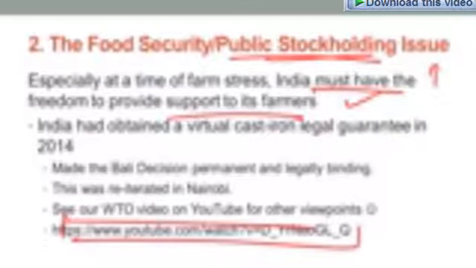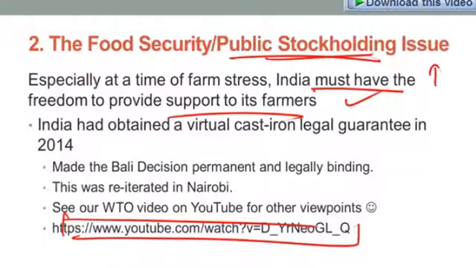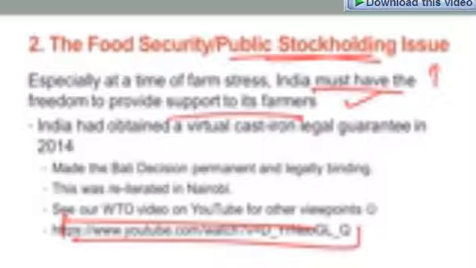So what happens? India wanted a protection. What happens is this: if India puts in public stockholding, the amount of money we are putting into agriculture will become more than the de minimis level, which is discussed in the WTO video on YouTube. This is the video you have to go and watch for the full discussion. There we have discussed de minimis, etc. So if India's support of farmers becomes more than de minimis, India can be taken to a dispute settlement body. In the dispute settlement body, India can be fined. Other countries might put a duty on us. All these things can happen.